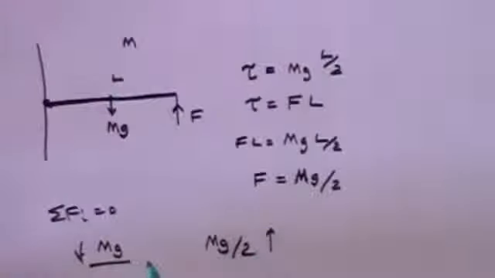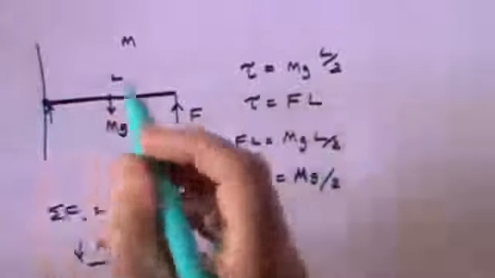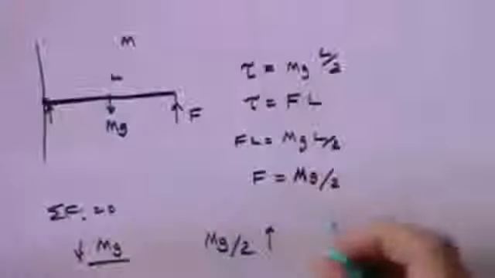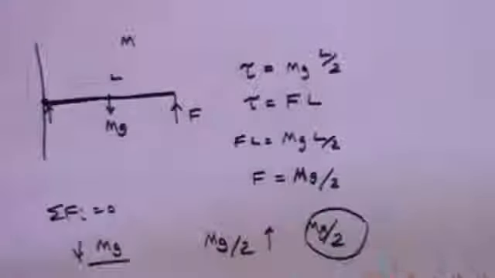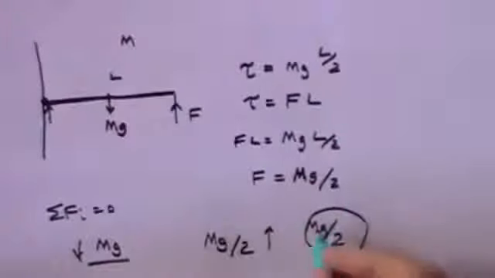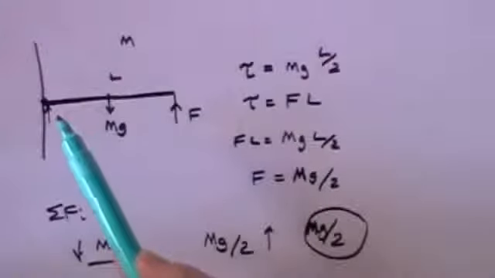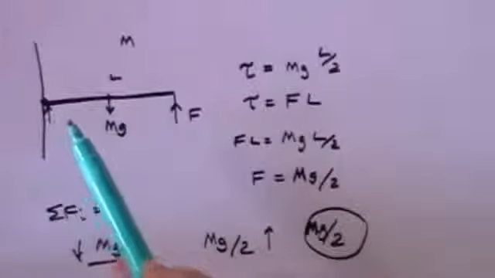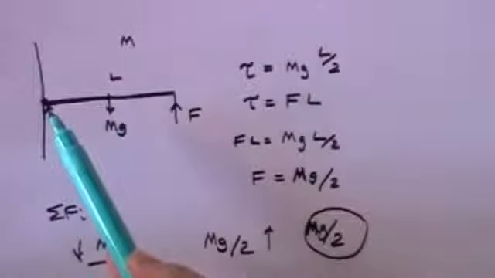So where's the difference? The answer, of course, is that there's another force acting upwards on the pivot. The pivot itself is helping to support this rod, and the other mg/2 is actually at the pivot point. That force of mg/2 at the pivot point contributes nothing towards the torque, because any force acting through the pivot point has a 0 torque, because the torque is force times distance, and the distance is 0.